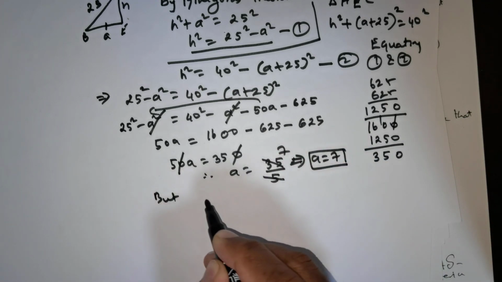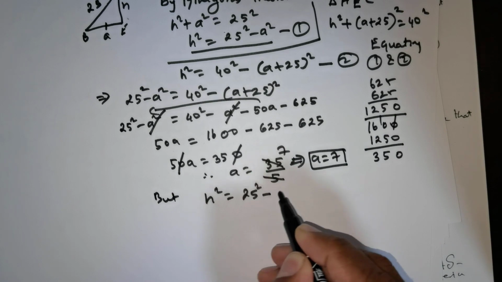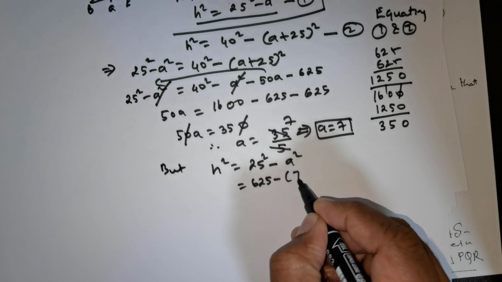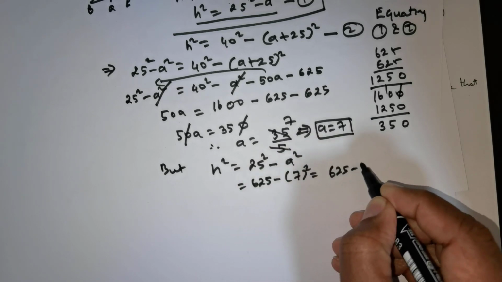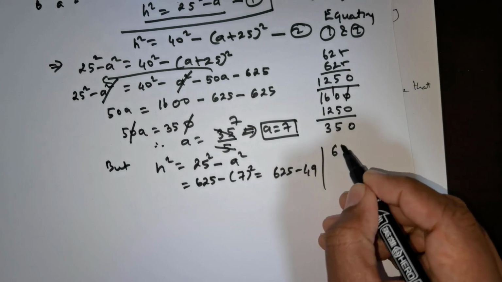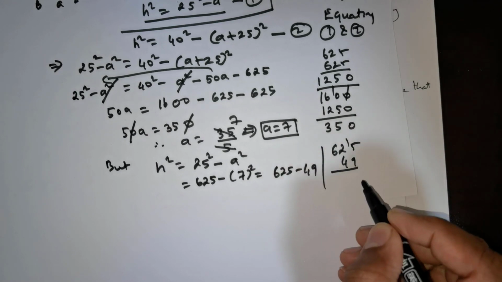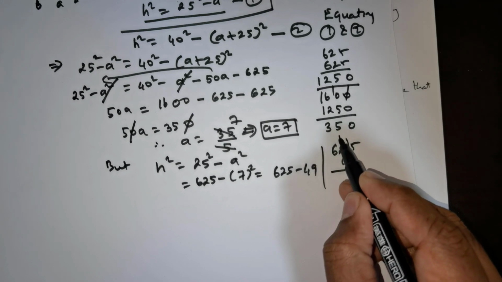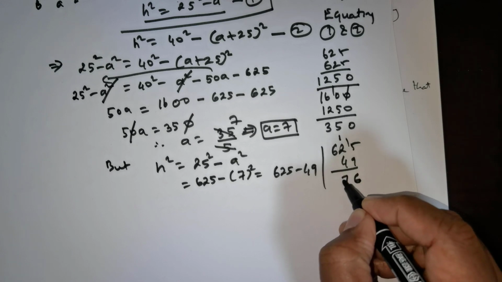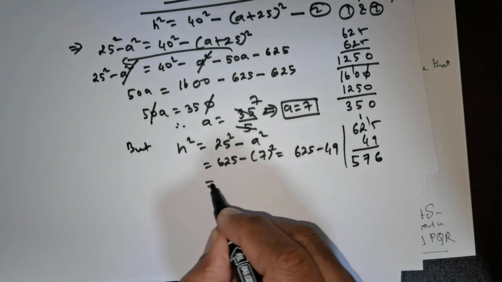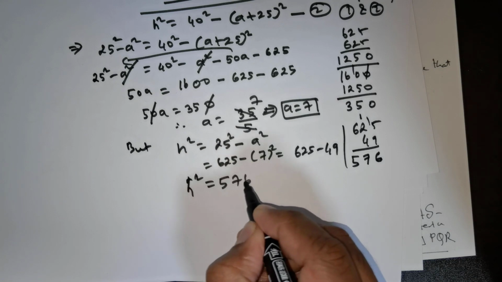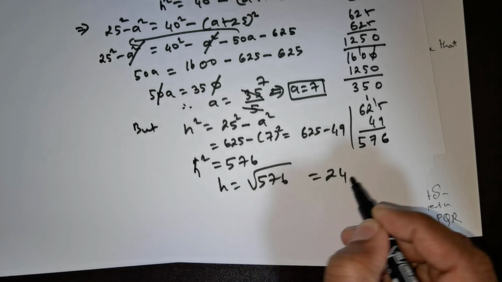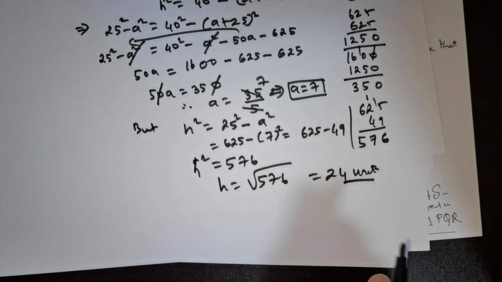But we know that H squared is equal to 25 squared negative A squared. So 625 negative A squared, which is 7 squared, is nothing but 625 negative 49. So let me subtract that. 625 minus 49 gives you h squared is equal to 576. Therefore h is equal to the root of 576, which is equal to 24. So h is equal to 24 units.